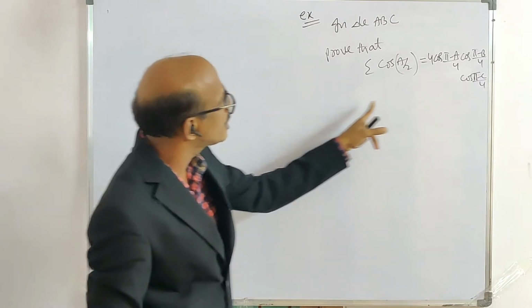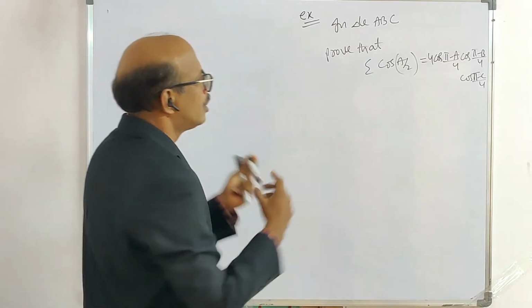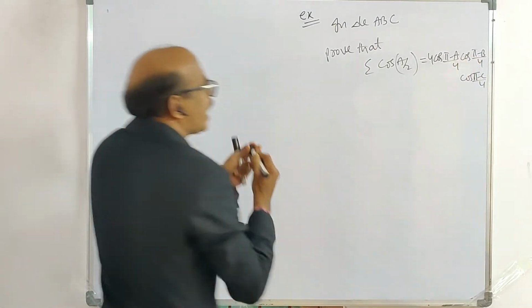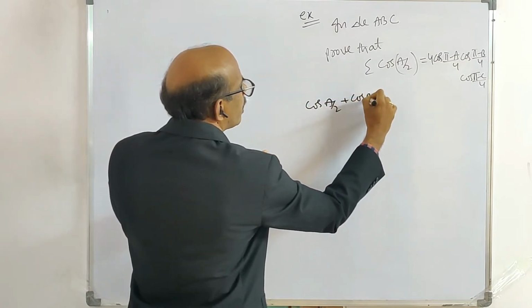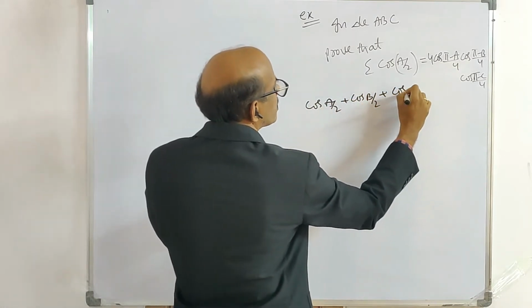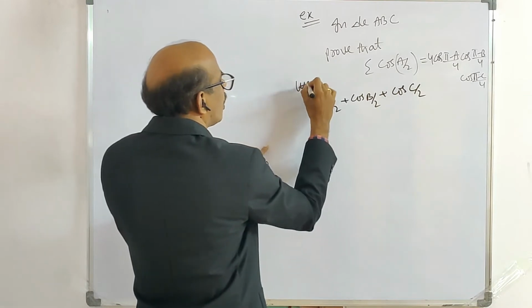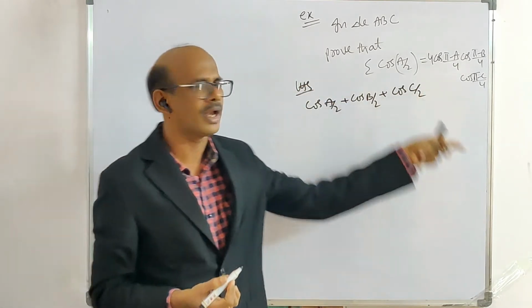Prove that sigma cos a by 2 is equal to this. Okay. That is the left hand side and that is the right hand side. So on the left hand side, if you observe, cos a by 2 plus cos b by 2 plus cos c by 2, sigma means cyclic order summation. Okay. Now by taking the left hand side, we prove the right hand side.